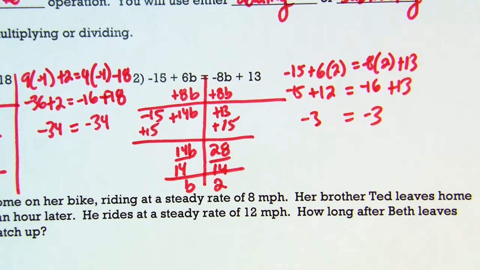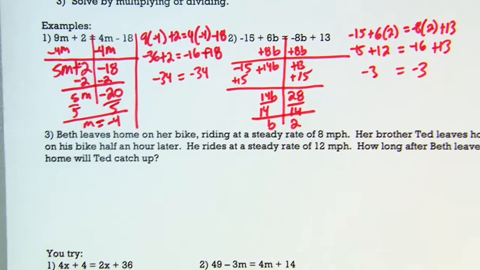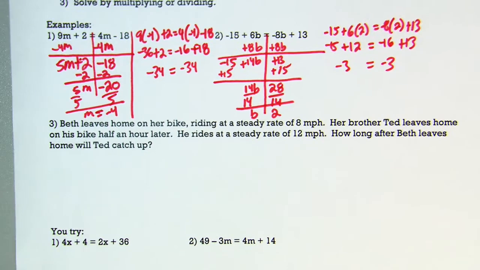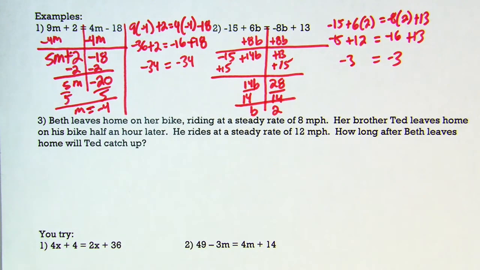Alright, variables on both sides, you're also going to see some word problems that have to do with this. And these are probably a little more difficult to do, but we can use variables on both sides to go ahead and solve them. So for problem number 3, Beth leaves home on her bike riding at a steady rate of 8 miles per hour. Her brother Ted leaves home on his bike half an hour later. He rides at a steady rate of 12 miles per hour. How long after Beth leaves home will Ted catch up?